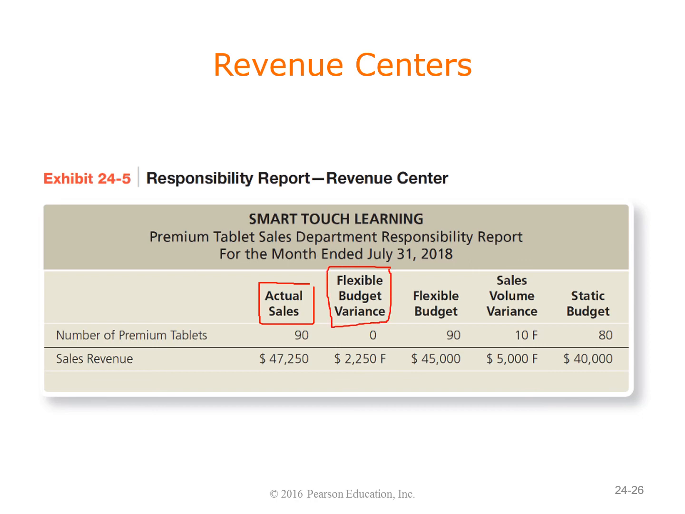The flexible budget variance is the difference between actual and flexible budget. And we compare the flexible to the static budget, and this is again what we did in the previous chapter in order to get the sales volume variance. And this type of variance is related mainly to the revenue center, because we are concentrating on the number of premium tablets, which is the sales in units, and the sales revenue.